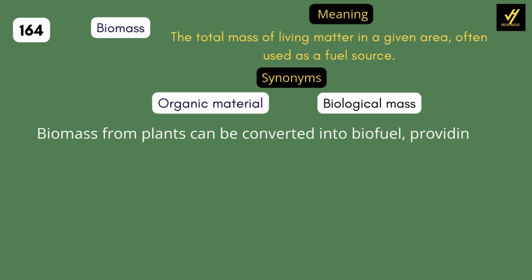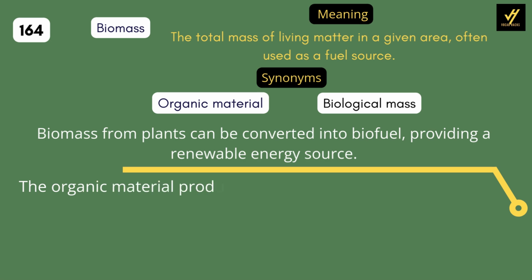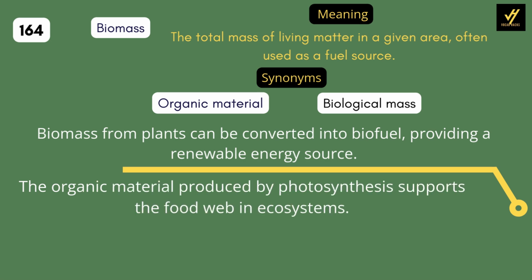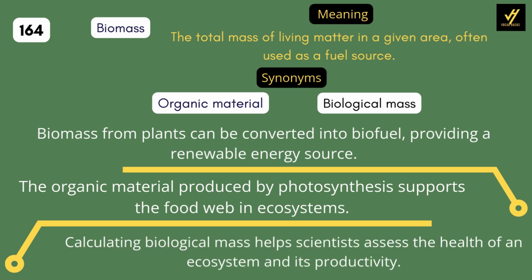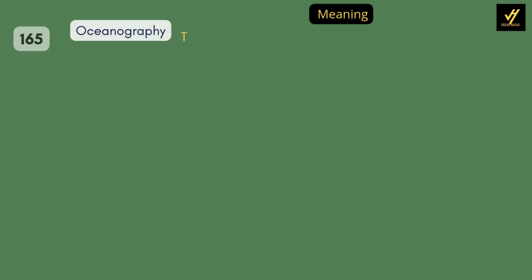Biomass from plants can be converted into biofuel, providing a renewable energy source. The organic material produced by photosynthesis supports the food web in ecosystems. Calculating biological mass helps scientists assess the health of an ecosystem and its productivity.